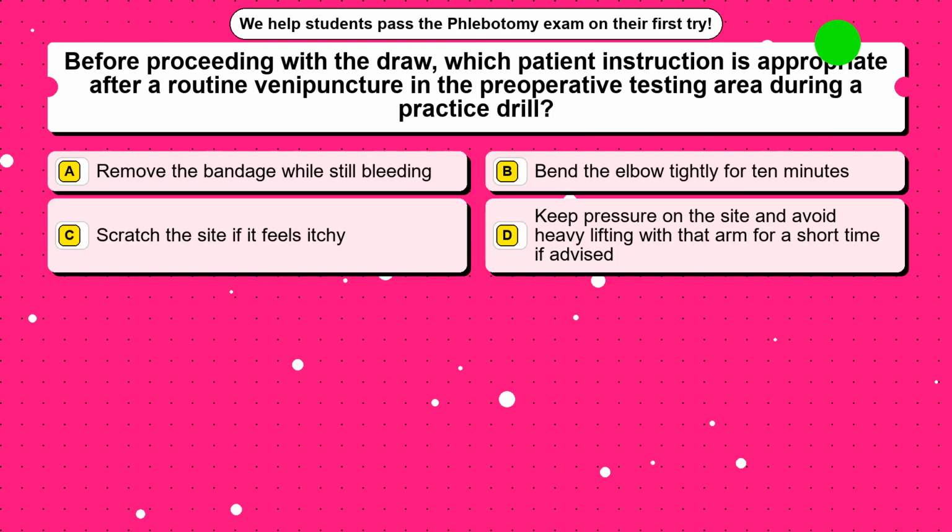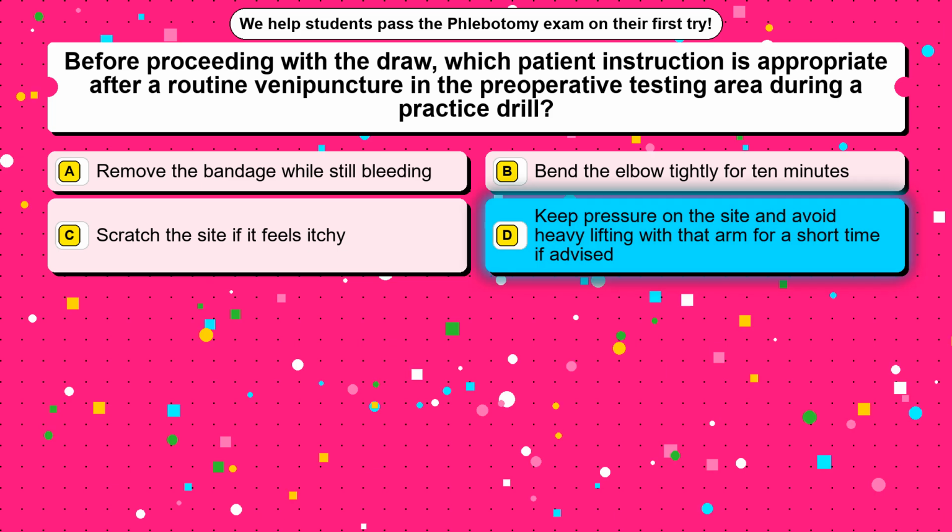Question 91. Before proceeding with the draw, which patient instruction is appropriate after a routine venipuncture in the preoperative testing area during a practice drill? Option A: remove the bandage while still bleeding. Option B: bend the elbow tightly for 10 minutes. Option C: scratch the site if it feels itchy. Option D: keep pressure on the site and avoid heavy lifting with that arm for a short time if advised.